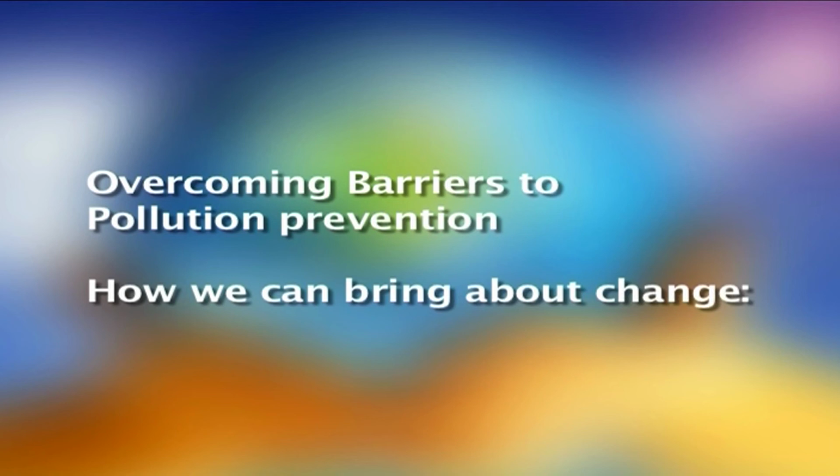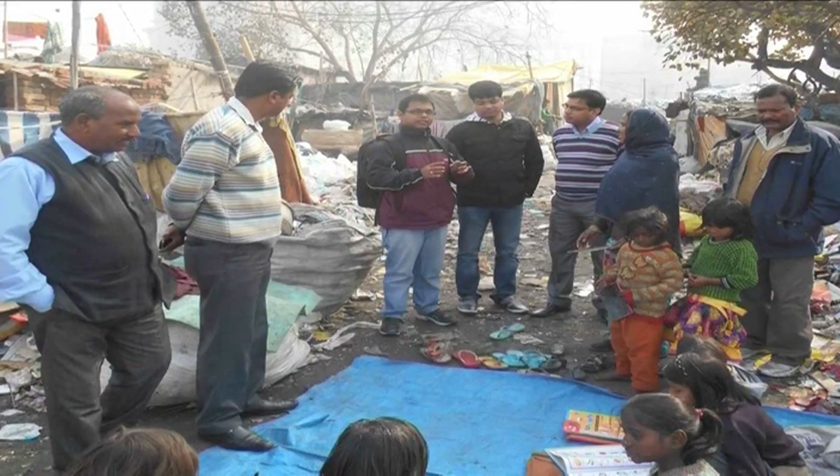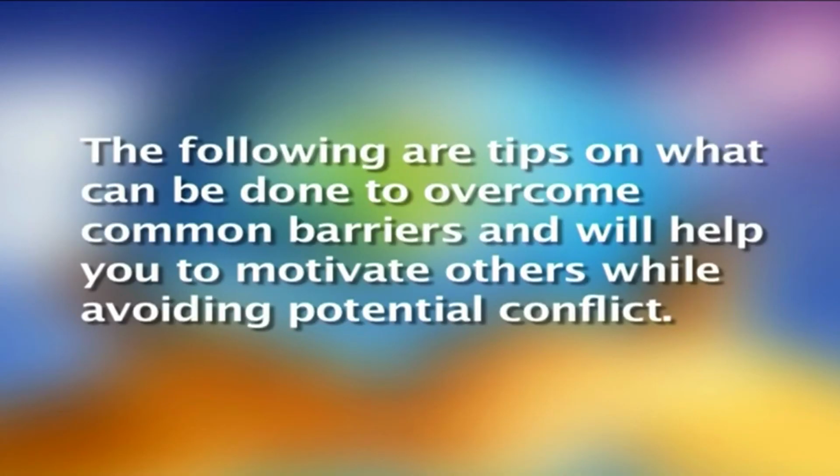Overcoming barriers to pollution prevention. How we can bring about change. Although the benefits of pollution prevention are evident, implementation can be inhibited by certain barriers such as general lack of concern or awareness. Engaging co-workers, colleagues, friends, and family in a discussion about pollution prevention is an important first step to positive change. The following are tips on what can be done to overcome common barriers and will help you to motivate others while avoiding potential conflict.